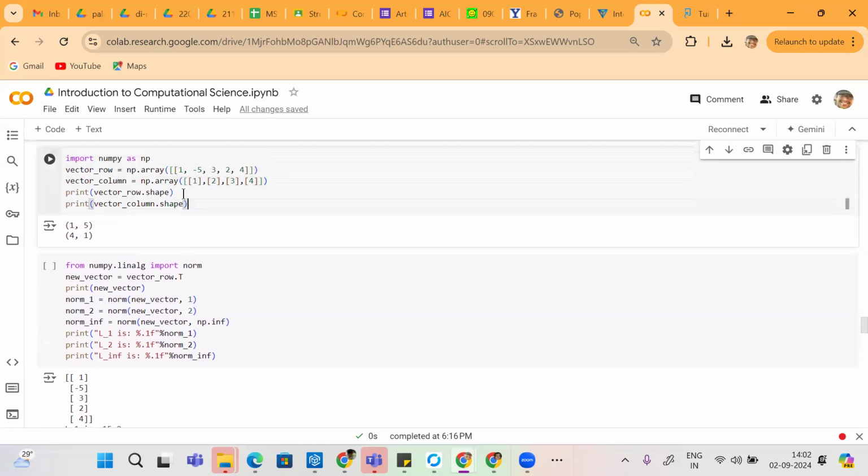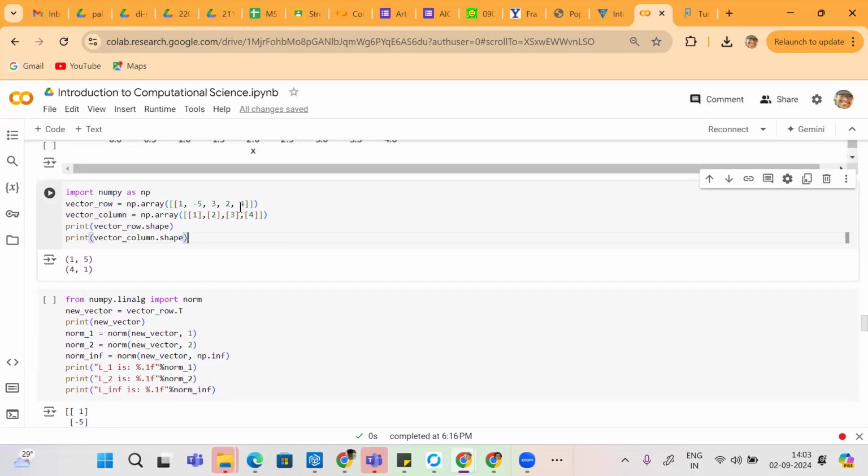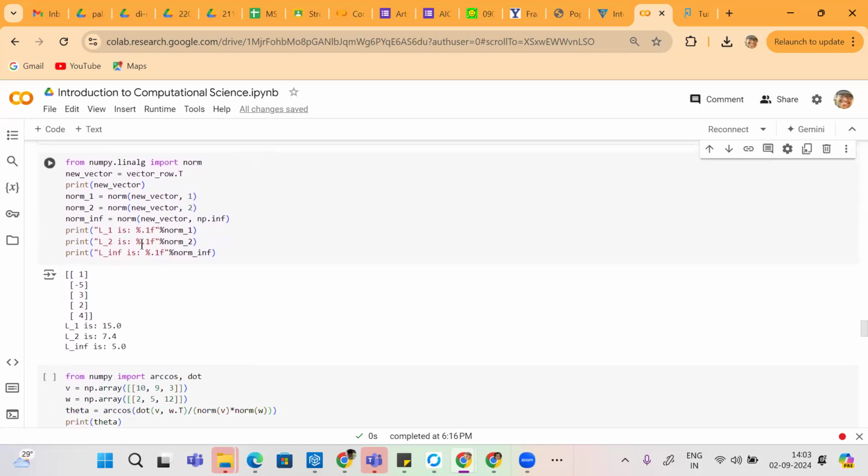So let us come back to that equation. This was the row vector 1, minus 5, transformed into a column vector. Okay, so you can see 1, minus 5, 3, 2, 4 are all in column mode. They are all column vectors. There is a single column vector with rows in the column, like each row has a new element.